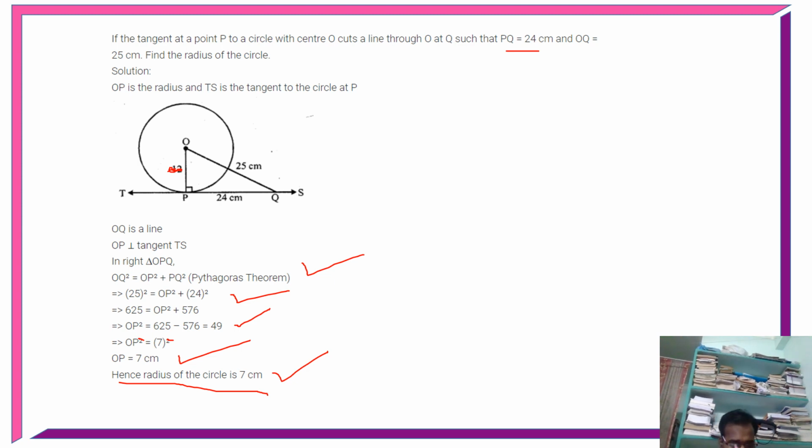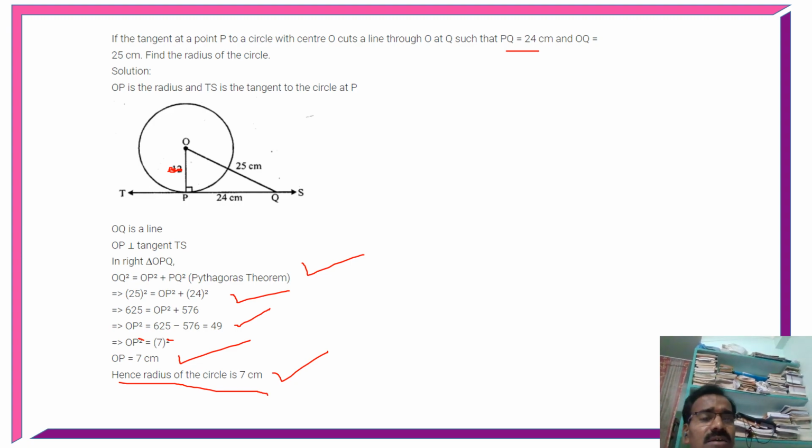Already I said we will use theorems 10.1 or 10.2 for proving these types of problems. The whole chapter is based on 10.1, 10.2 only. Let us go to the next slide, students.